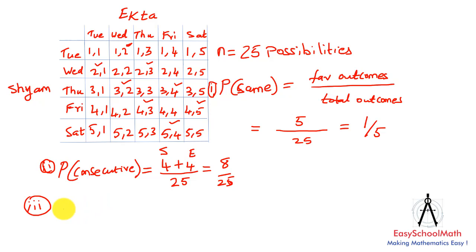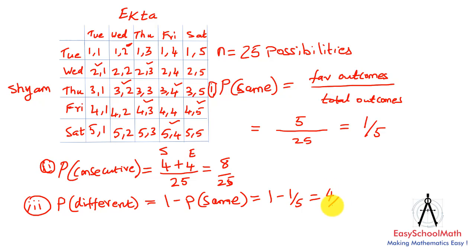The third part of the question is the probability on different days. That means Sham and Ekta going to the shop on different days. This is nothing but 1 minus the probability of them going to the shop on the same day, because either they go on the same day or they go on different days. So it's quite straightforward. It's nothing but 1 minus, we have already found the probability of Sham and Ekta going on the same day, that is 1 by 5, which is equal to 4 by 5.